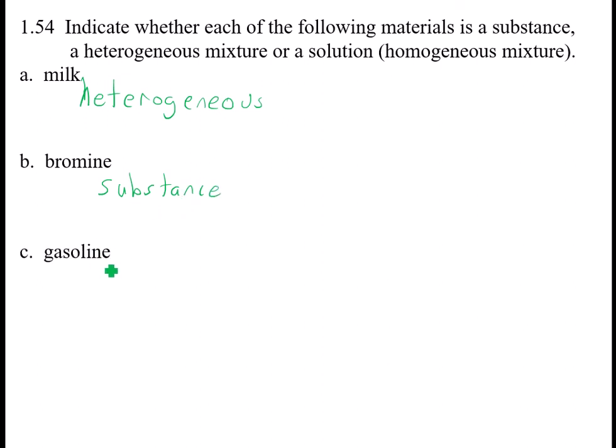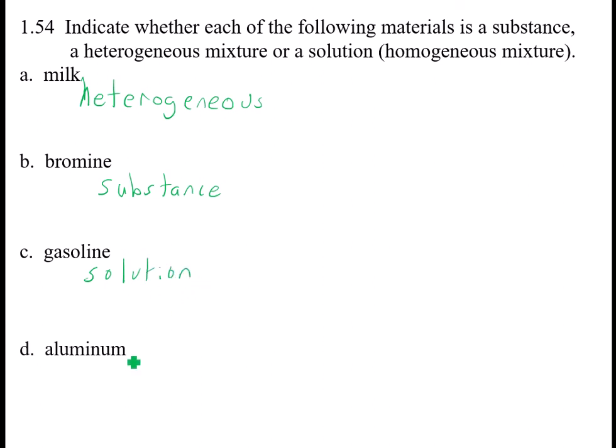Gasoline. You might think it's one compound, but it's not. It's actually several different compounds that typically have 8 carbons in them. But you can't physically look at gasoline and see the different types of molecules. So therefore, this one is a solution.